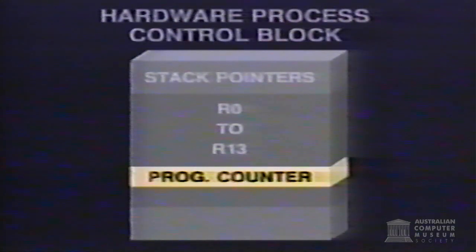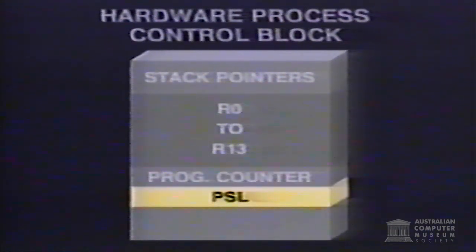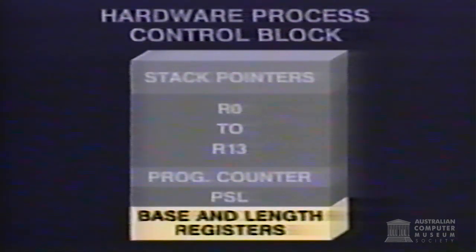The program counter, or PC, contains the address of the next instruction to be executed. It indicates the instruction at which the process should resume operation when it regains control of the CPU. The processor status long word, or PSL, contains several items of data relating to the overall status of the CPU when the execution of the process is interrupted. Finally, the base and length registers describe data structures that map the virtual address space used by the process.